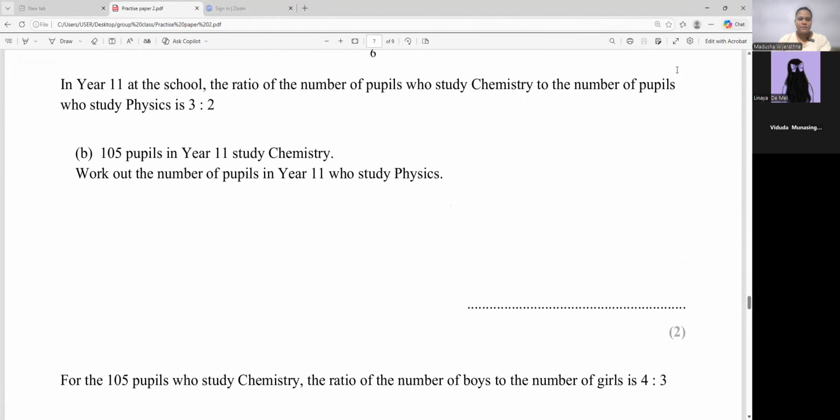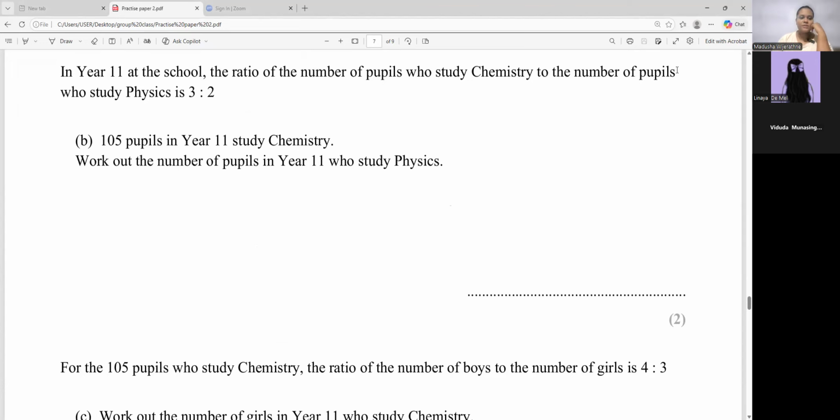In year 11, the ratio of number of pupils who do chemistry to the number of pupils who do physics is 3:2. 105 pupils in year 11 do chemistry. Work out the number of year 11s who do physics. Chemistry is to physics, 3:2. How many are doing physics?